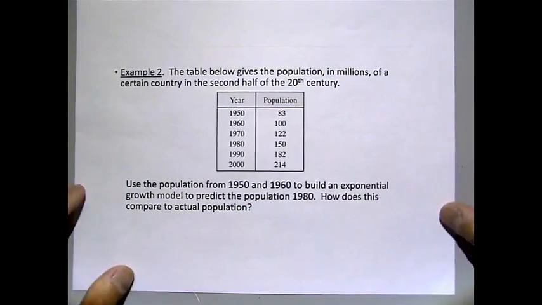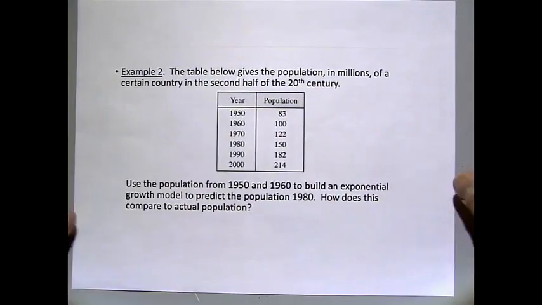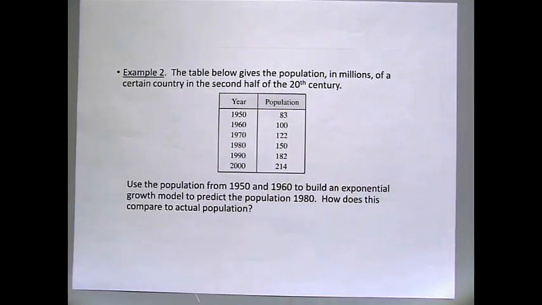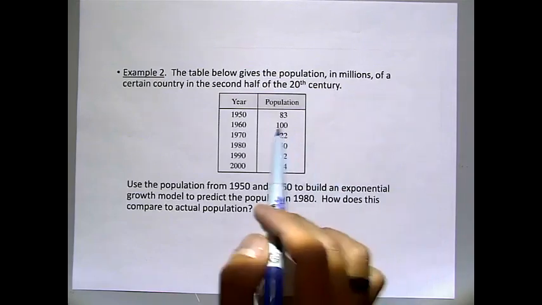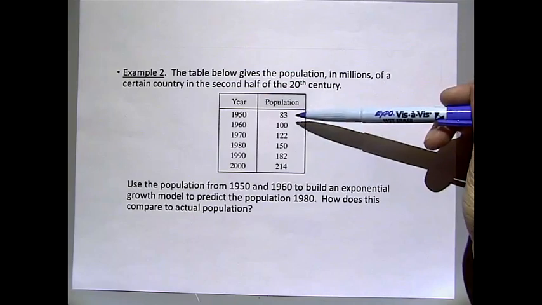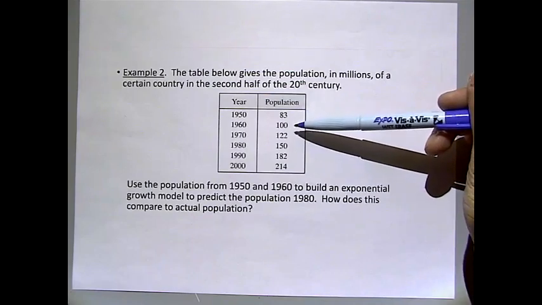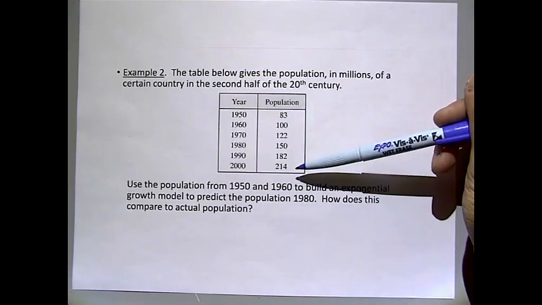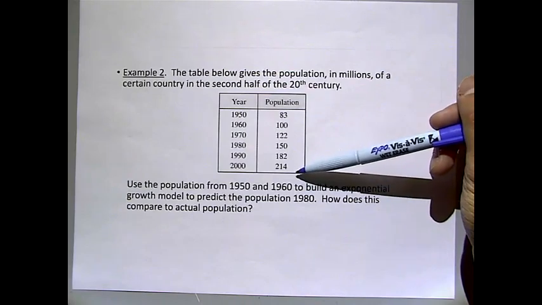All right, let's do another one dealing with population here. The table below gives the population in millions. So 83 doesn't mean the population is 83, it means 83 million of a certain country in the second half of the 20th century. 1950, 83 million. 1960, 100 million. 1970, 122, and so on. And 2000 is 214 million.